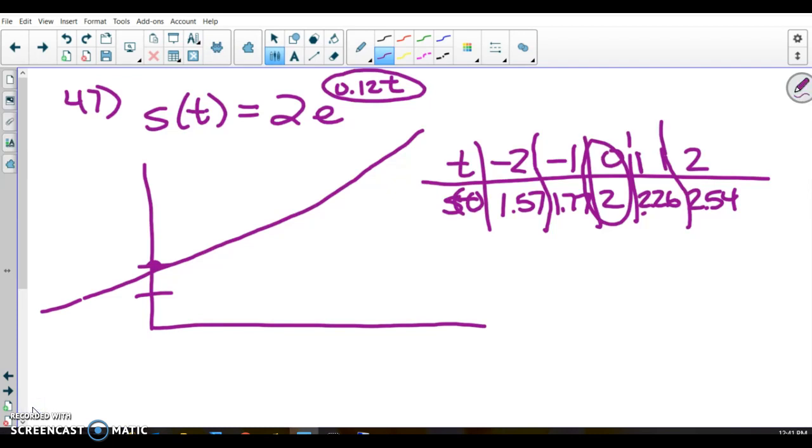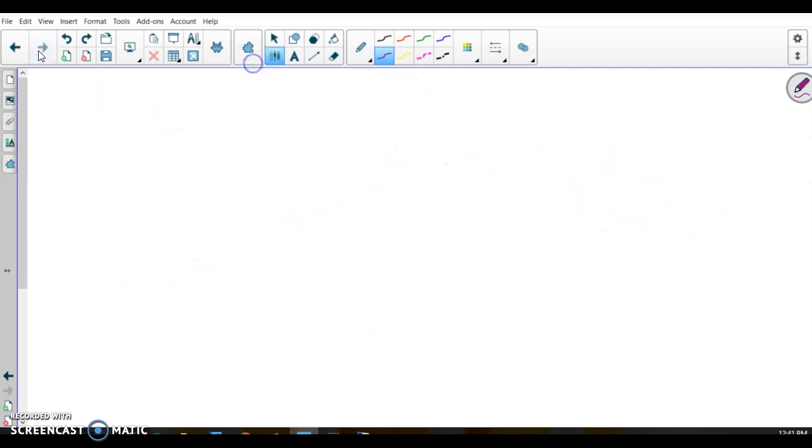Let's go ahead and turn to page 186. We're going to look at applications of graphing exponential functions, and in the next lesson, log functions.